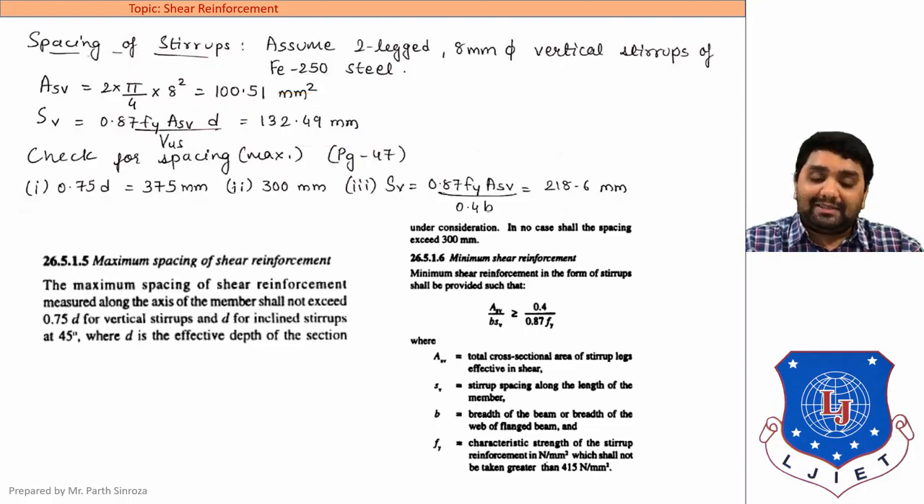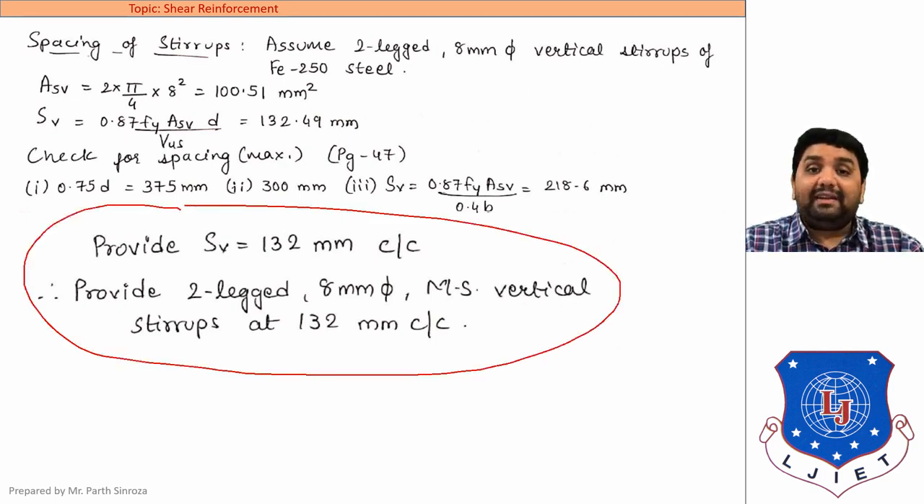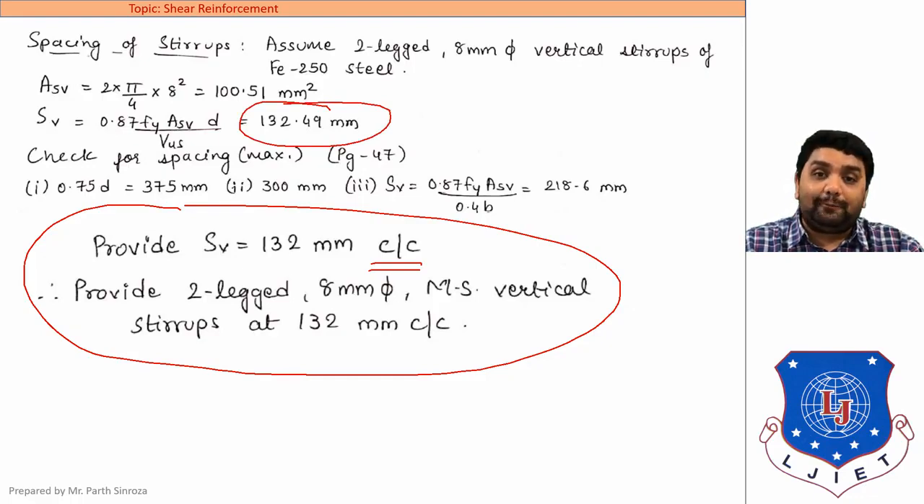Now how to write it in the examination? We always will be writing in this form, that is providing SV, that is spacing, providing SV equal to 132 mm, and keep in mind it is always center to center distance. The distance between our stirrups or shear reinforcement is always considered to be center to center. So we will be writing that providing SV equal to 132 mm. Why? Because we have rounded it off. We are not dealing with decimal numbers, so we will always round off to the lower value.